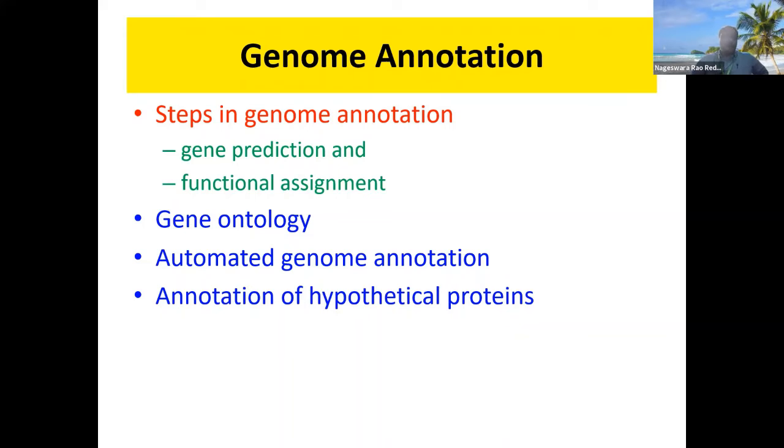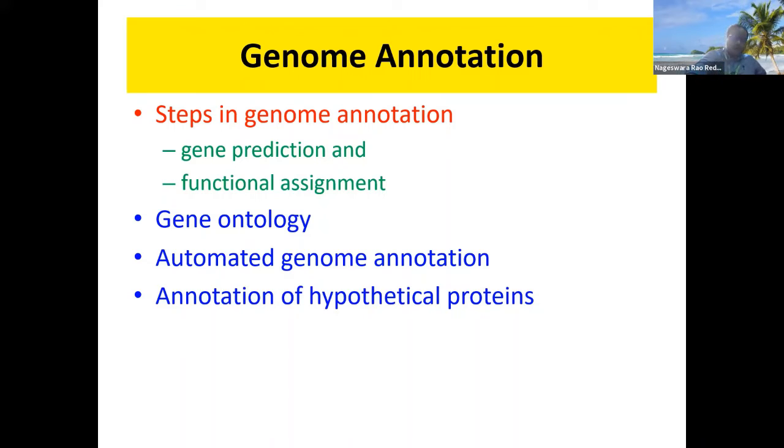Even now, we were not able to get beyond 70%. This methodology has helped us gain 10%. So from 60%, we have improved to 70%, but still a 30% gap is there. And this problem is still there for identifying the function of the hypothetical proteins. And this is all we have learned in genome annotation.